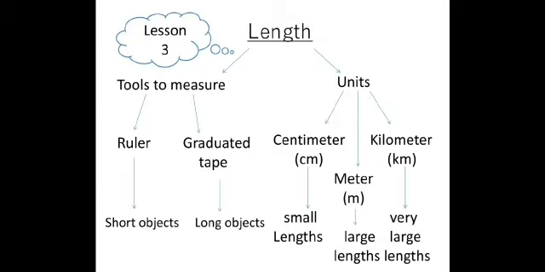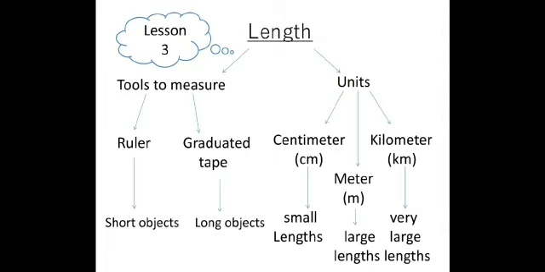So the difference between them: by the ruler, we measured the short objects and we said it's 5 centimeters. So centimeters is used to measure small lengths. Meter is used for large lengths, and the things that we measure by the graduated tape. This is what we said about meter.